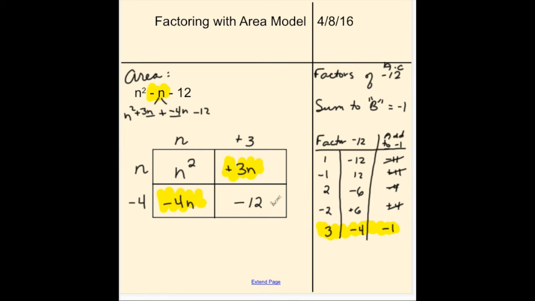So in other words, my 2 factors, my 2 terms here were n plus 3 and n minus 4. I can further check by multiplying them back together. So I would distribute it back. N times n is n squared. N times negative 4 is negative 4n. 3 times n would be positive 3n, and 3 times negative 4 is negative 12. So combining those back together gets me back to the start.